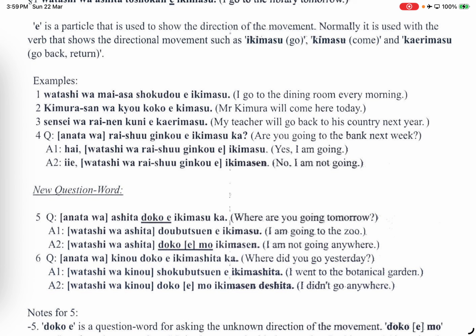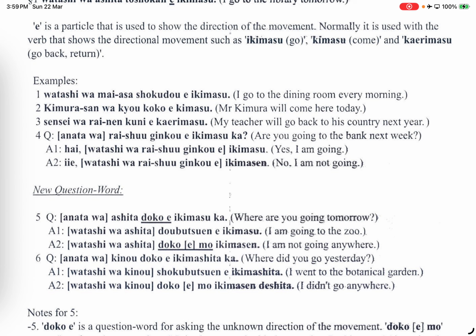Right? So subject first, sensei, then the time period, rainen, then the direction of the place, kuni, e, then our verb. The verb is always at the end. Right? So the tense will be determined by the verb at the end. So whether he went back already or he didn't go back, we just need to change the masu.